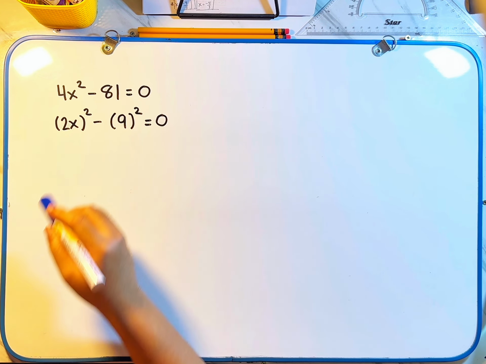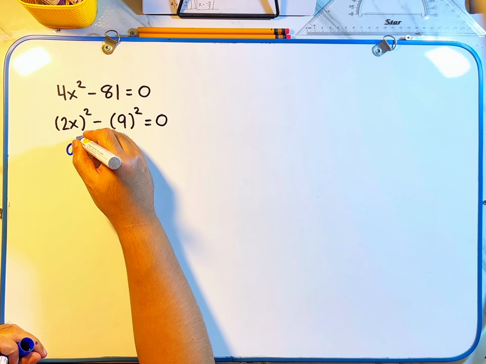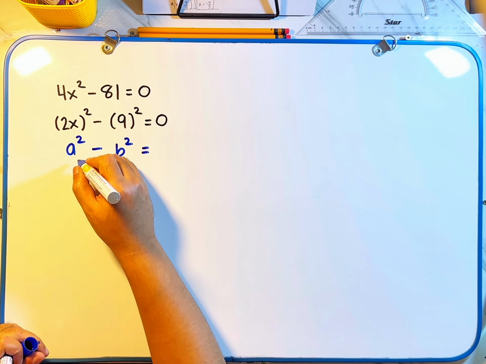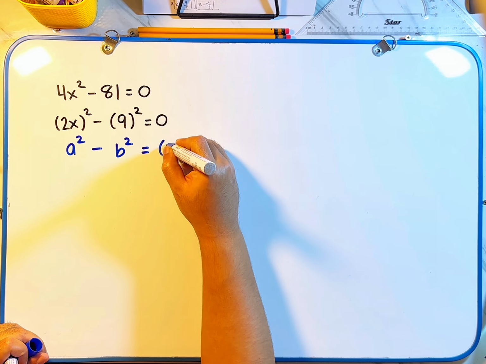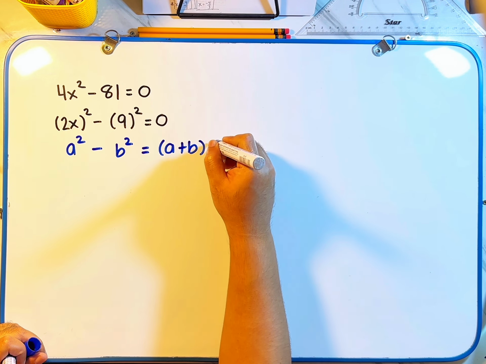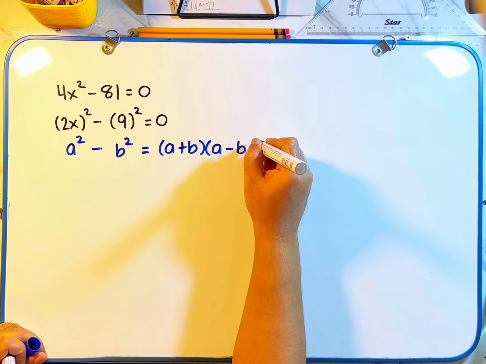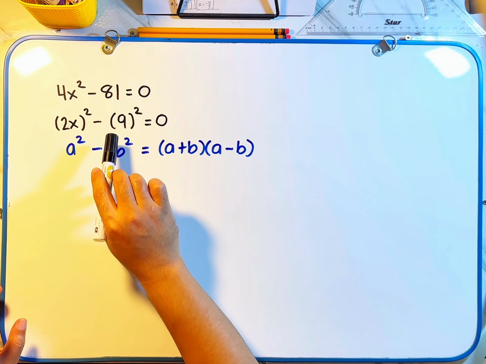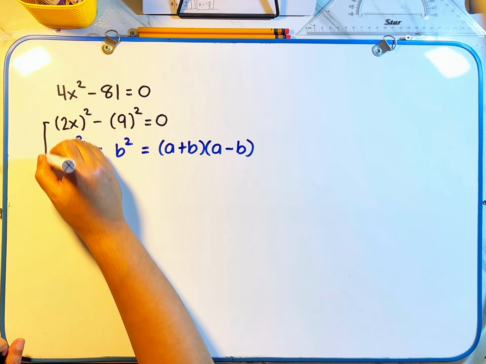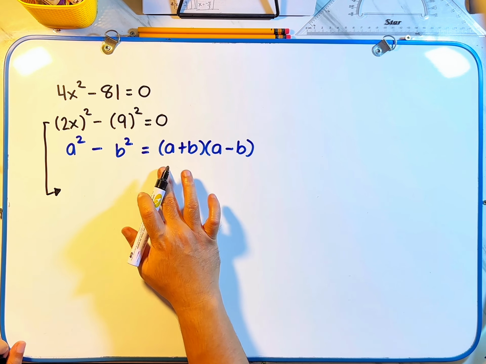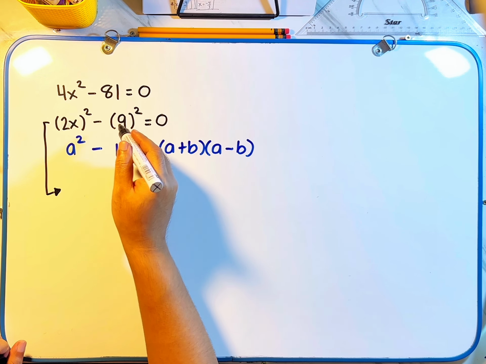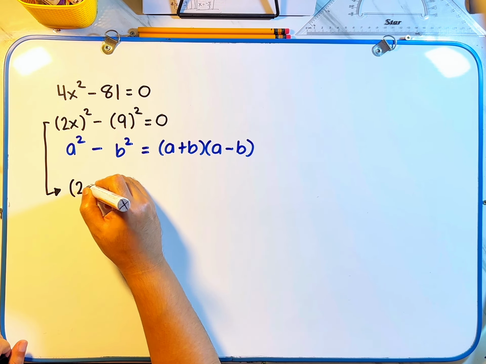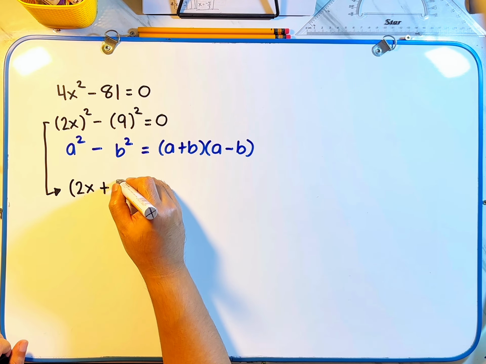And as we know, this is in the form of the difference of two squares, a squared minus b squared. And we know that the factored form of the difference of two squares is a plus b times a minus b. In this case, a is 2x, b is 9. All right? So, let us rewrite using this formula right here. (2x) squared minus 9 squared becomes a plus b. So our a is 2x plus b. Our b is 9, right?